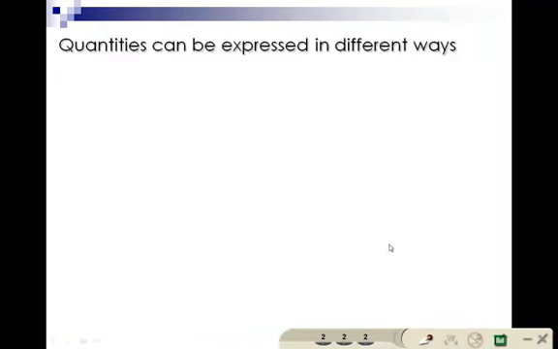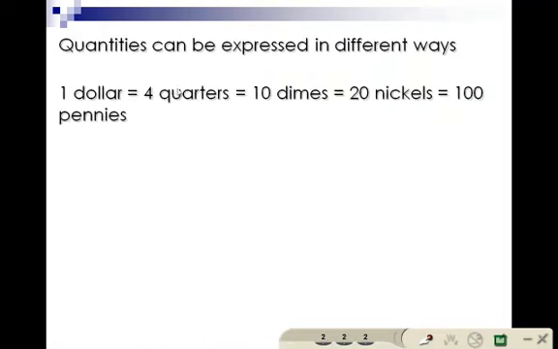Now, quantities can be expressed in different ways. For example, something you might be familiar with, $1 equals 4 quarters. If I say, hey, you have a dollar? And you say, no, but I have 4 quarters. That's exactly the same. 4 quarters could equal 10 dimes. $1 could equal 10 dimes. 10 dimes could equal 20 nickels. 20 nickels can equal $1. $1 equals 100 pennies. 100 pennies equal 4 quarters. These are all the same. It's just different ways of saying it.